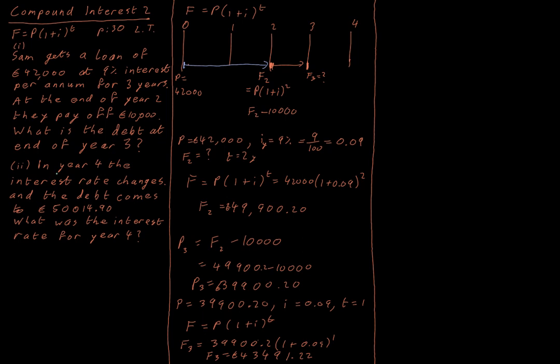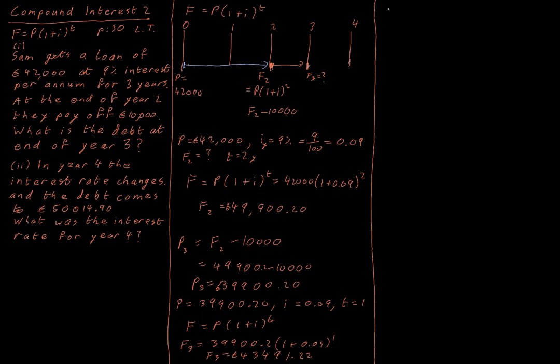Now in part 2 of the question, it says in year 4 the interest rate changes and the debt becomes, or comes to I should say, 50,014 euro and 90 cent. What is the interest rate for year 4? So this time we don't know the interest rate. So let's write down what we do know. We're talking about year 4. So we're end of year 3 to end of year 4.